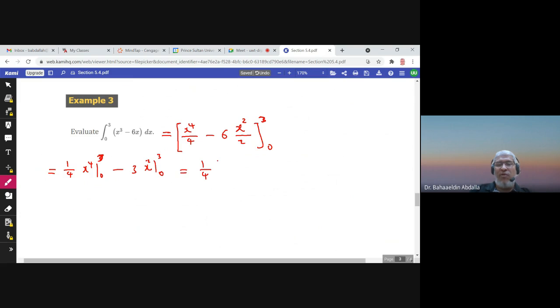So I will have 1 over 4 times, now replace x by 3, so 3 to the power 4 minus replace x by 0, so 0, minus 3 times, now replace x by 3, so 3 squared or 9 minus 0 squared or 0. So the answer would be 3 to the power 4, which is 81, over 4 minus 3 times 9, which is 27. So that's the answer of the definite integral.